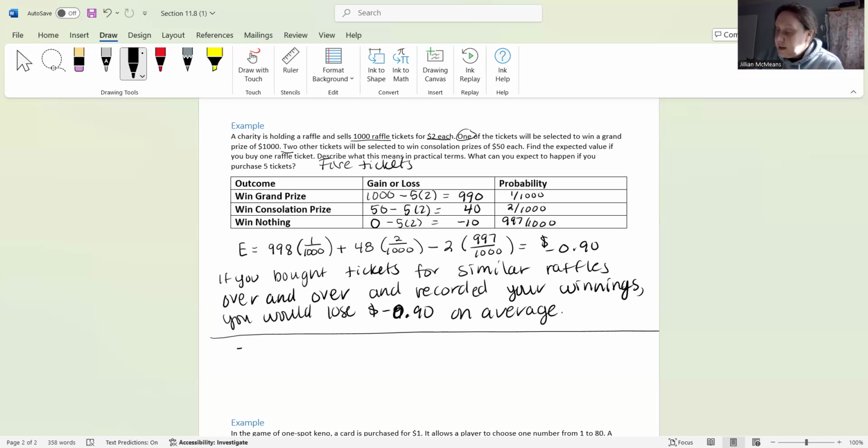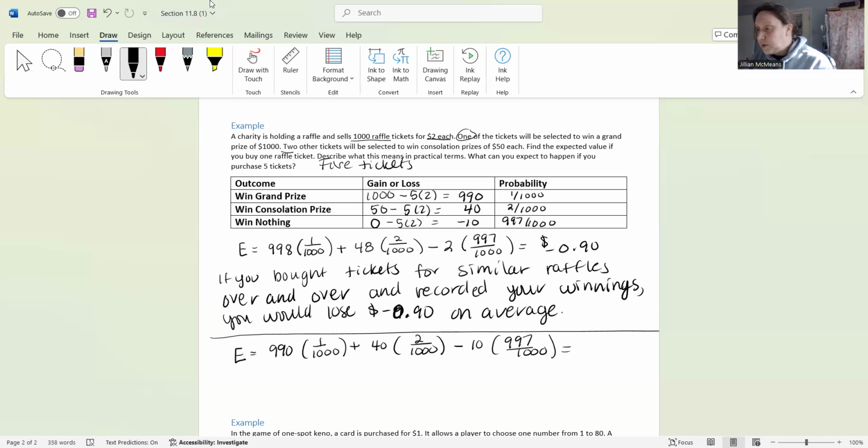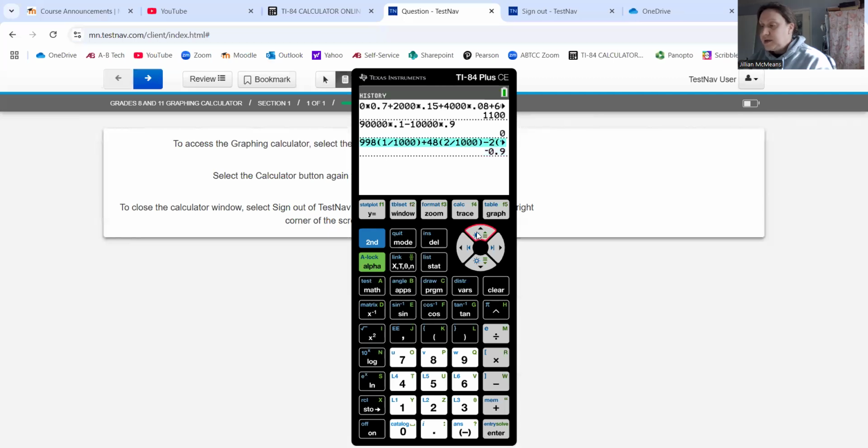Okay. So the expected value for 5 tickets, okay, we have $990 times 1 over 1,000 plus 40 times 2 over 1,000 minus 10 times 997 over 1,000. So let's go to the calculator and see what happens here. So when we go to the calculator, all right, we can go back up here to this previous example. Instead of retyping the whole thing, you can go to this previous one and then just hit enter. And then you can go and type over.